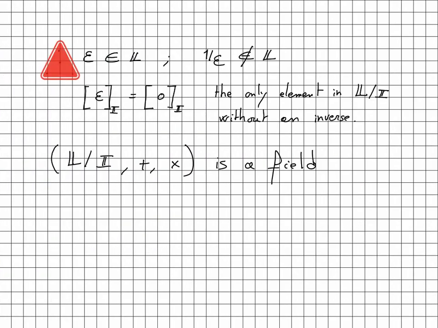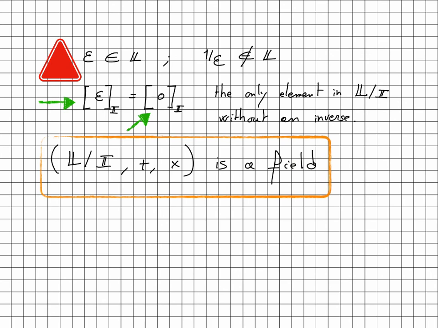I have mentioned earlier that epsilon, or in fact any infinitesimal, did not have an inverse that was inside the set of limited numbers, or inside I in fact. Now we see that epsilon belongs to the equivalence class of 0, which is the only non-invertible element in the quotient set. So we conclude that the quotient set under addition and multiplication forms a field.